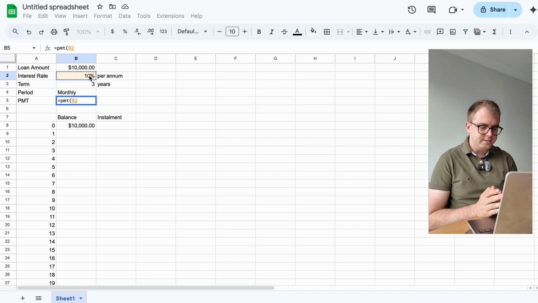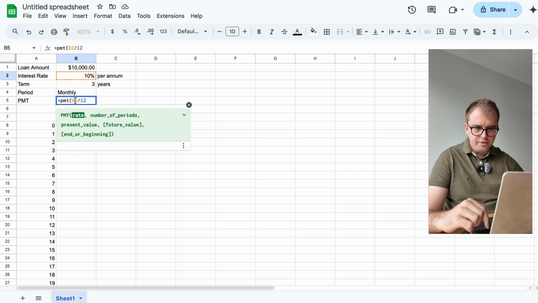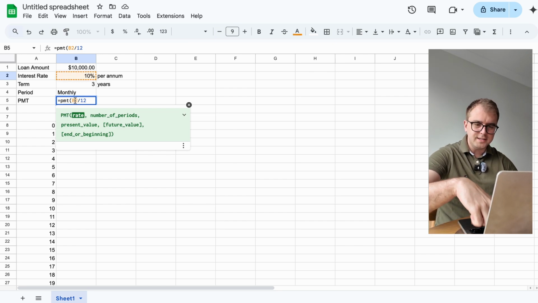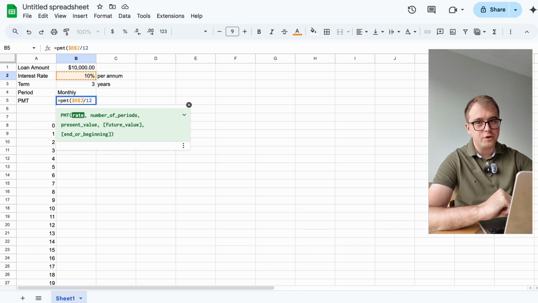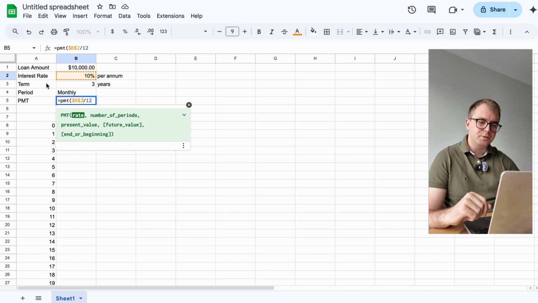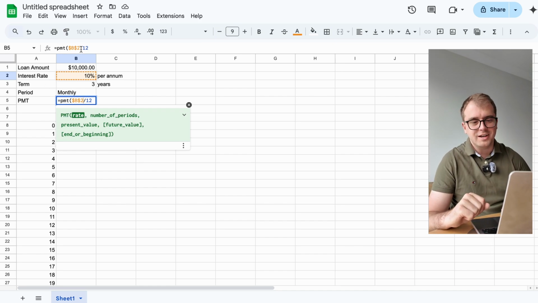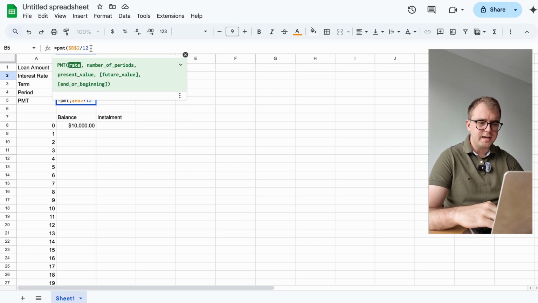So we have 12 periods in a year, so we divide by 12. And an important thing here as well, just locking for good practice, you can press function F4. You can do that on a Mac, you can do it on a PC as well. And that just puts the dollar signs in, or you could just type in the dollar signs as well. So that is our interest rate for each period.